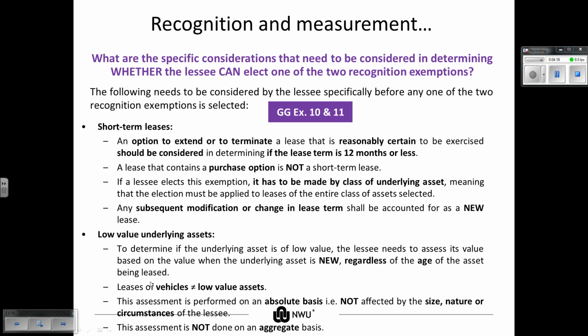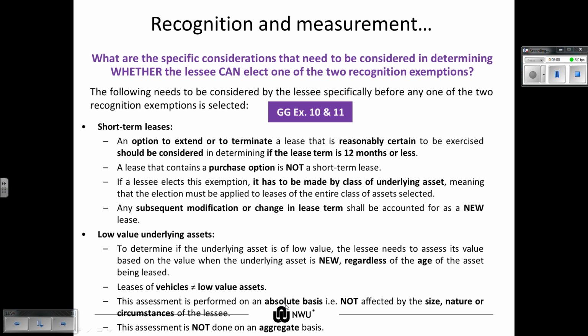If we talk about the low value underlying assets, then to determine if the value is low, we have to look at the value of this asset when it was a new asset. So regardless of how old it is now, is the value of this asset when it was new, was it low value or not? So therefore, because a new vehicle is not a low value asset, a vehicle is never a low value asset. This assessment, however, is not the same in terms of short-term leases, where short-term leases will be for the class of the underlying assets.